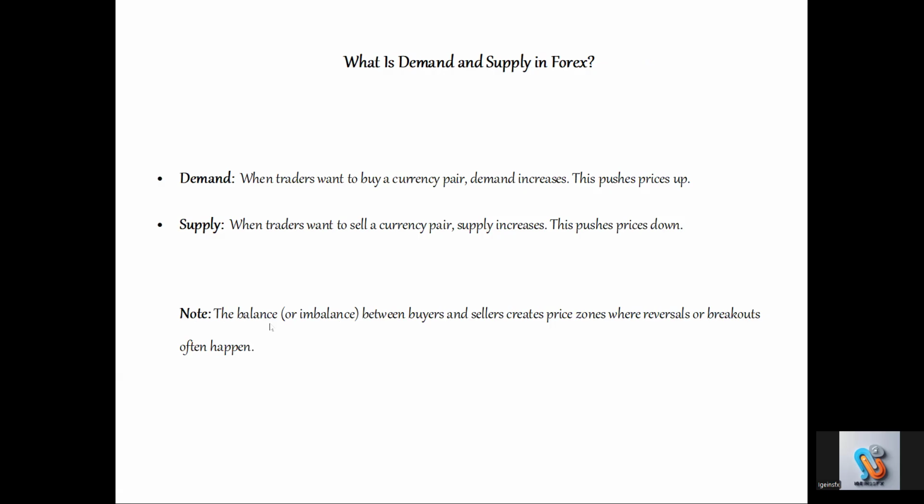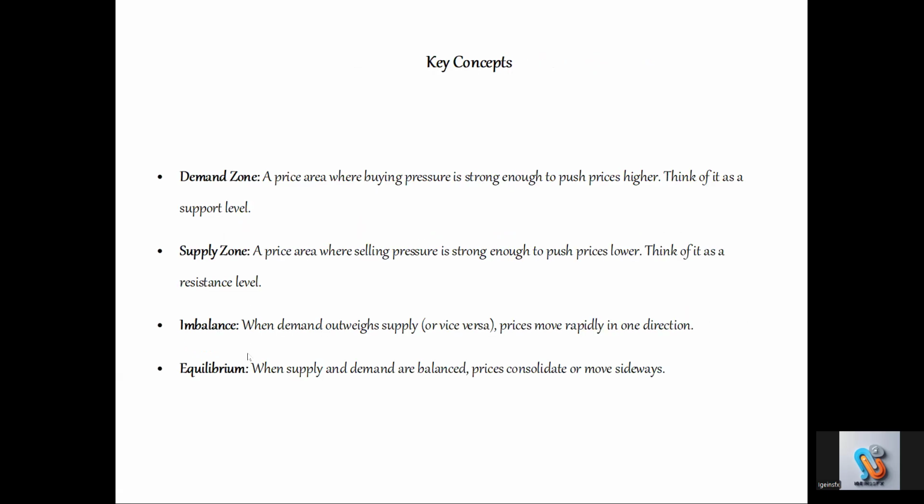So note the balance or imbalance between buyers and sellers creates price zones where reversals or breakouts often happen. I've already run you guys through all these things even before getting to display. The key concept now: demand zone, a price area where buying pressure is strong enough to push price higher.